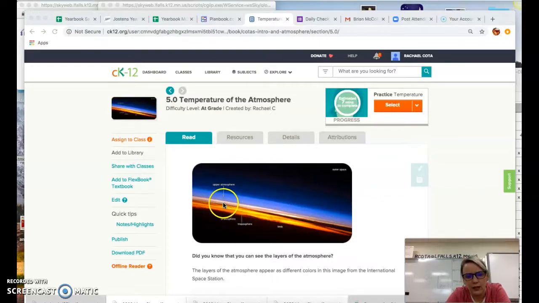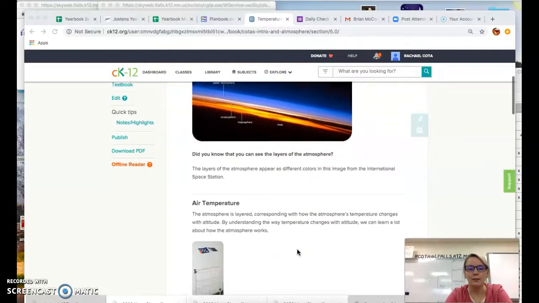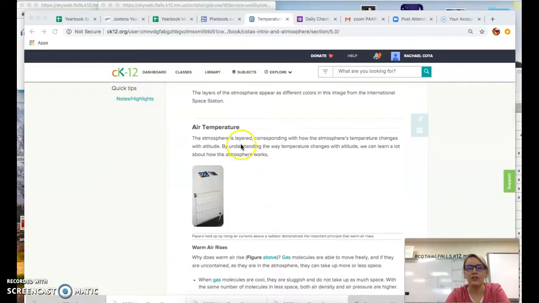Above that, you can kind of see this white and then a little bit of a purplish layer here. That's the stratosphere. And in the stratosphere, we have that very important ozone layer that protects us from harmful UV radiation. And then above that, we've got the mesosphere, then thermosphere, and then out into the ionosphere in outer space. It says the atmosphere is layered, corresponding with how the atmosphere's temperature changes with altitude.